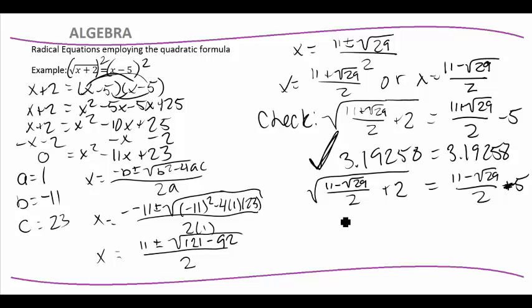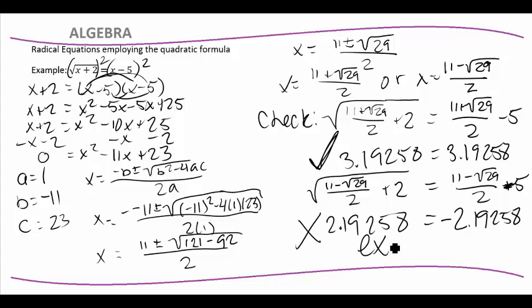And these come out to approximately, the first one is 2.19258, and that equals approximately negative 2.19258. So this one does not work, so this is an extraneous solution. So the only one that works is the positive version, so this is our answer.